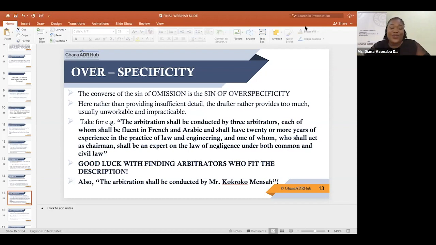Now, on the slide I said, good luck with finding an arbitrator who fits this description. Because it's a construction agreement, you want somebody who's probably done civil engineering for 10 years, who at the same time speaks Spanish. You're so over-specific that it almost makes it impossible to get an arbitrator who fits this kind of description. So while I'm asking you not to omit very relevant terms that regulate the agreement, I'm also saying do not go overboard to be over-specific with the arbitration clause.